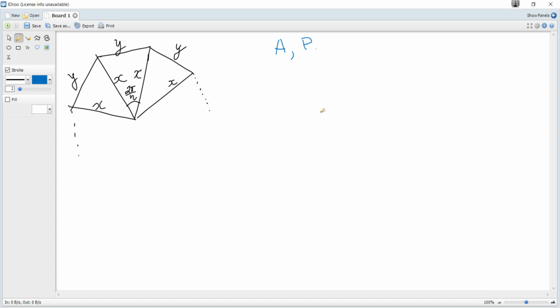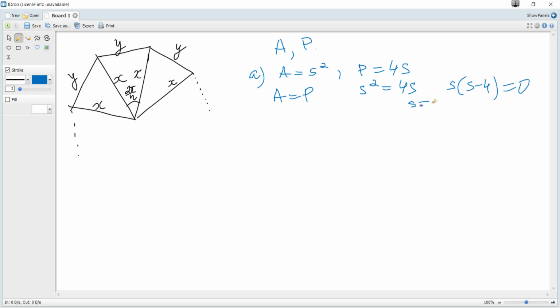A. Find the side length S, where S is greater than 0, of a square such that A is P, 3 marks. Since it's a square, area is S squared, perimeter is 4S, and we need A to be equal to P, hence S squared is 4S, S minus 4 is 0, S cannot be 0, hence S is 4.